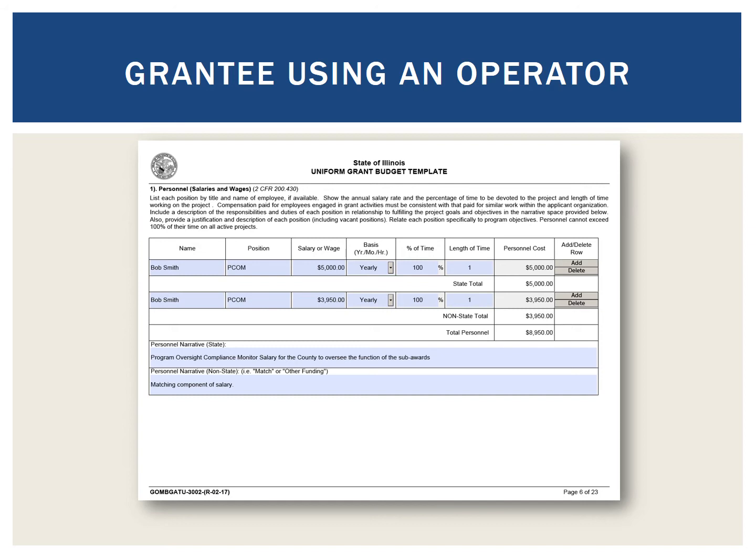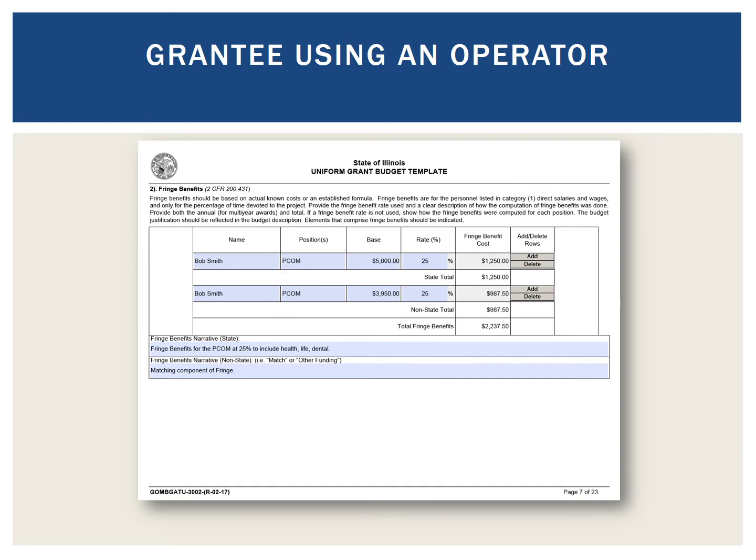We would like to draw your attention to the bottom of the page, to the narrative section. In this section, the grantee should provide any details to clarify the information provided above. In this situation, the acronym PCOM has been spelled out along with the description of the duties being provided. Below that, examples provide the explanation of the non-state total of $3,950 as the matching component for the PCOM salary. Please note that this amount matches the information provided in Section B of the Uniform Budget.